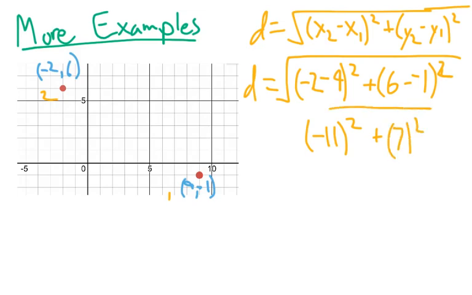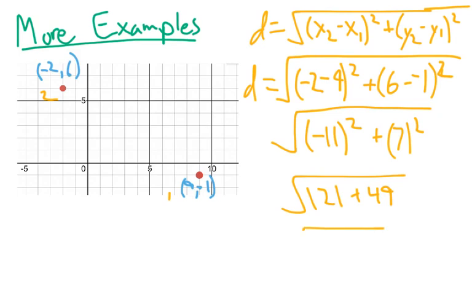And again, we're going to take the square root of all of that, and so we get the square root of 121 plus 49, which is 170. So the square root of 170, which roughly equals 13.04, give or take. And again, that represents the distance from here to here.